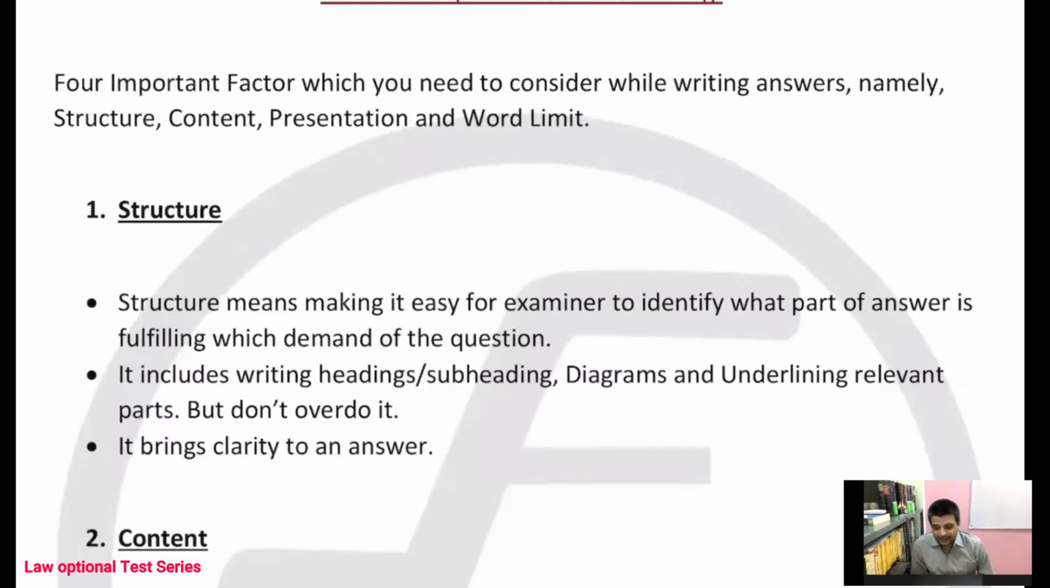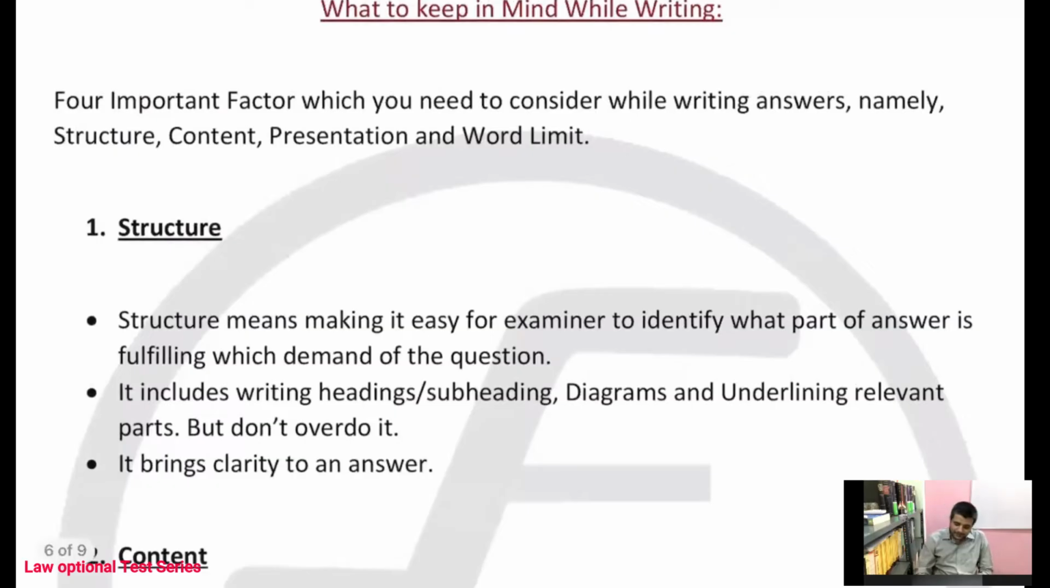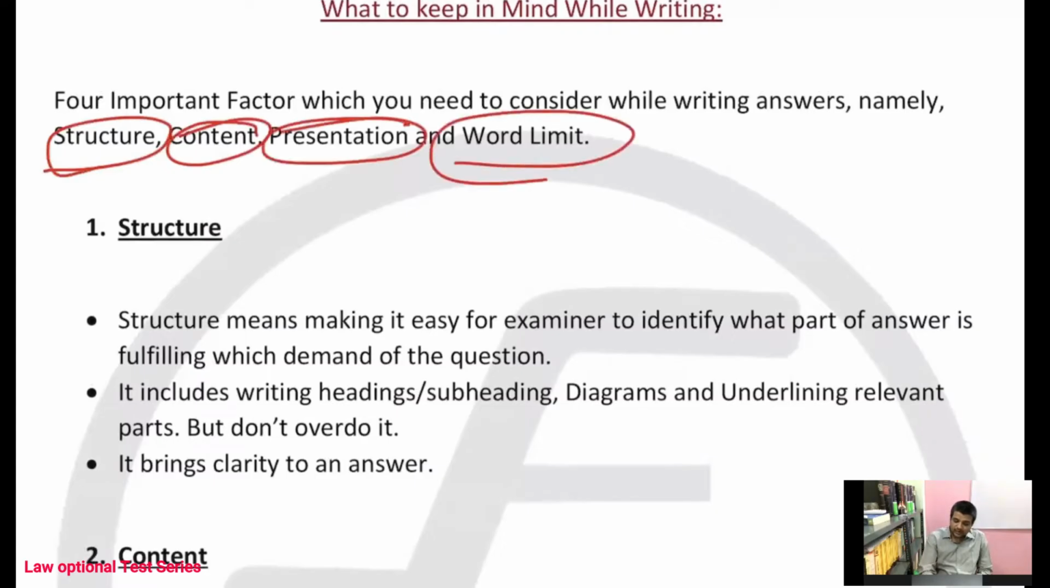Now, that is a very important point. I will show you some copies also. Now, remember that there are 4 important factors to be considered. 3 are important and 1 is slightly less important, but nevertheless important. That is, the structure of your answers should be proper, the content of answers should be good, the presentation of the answers should be good, and you should adhere to the word limit.